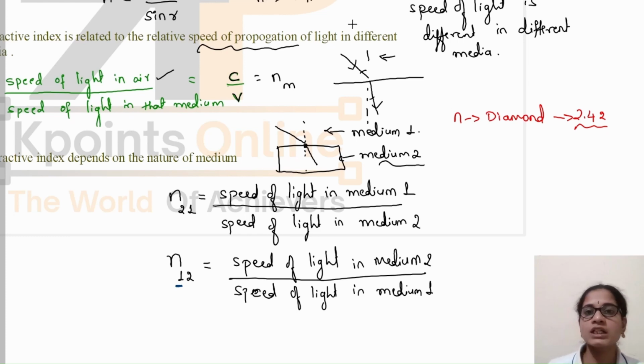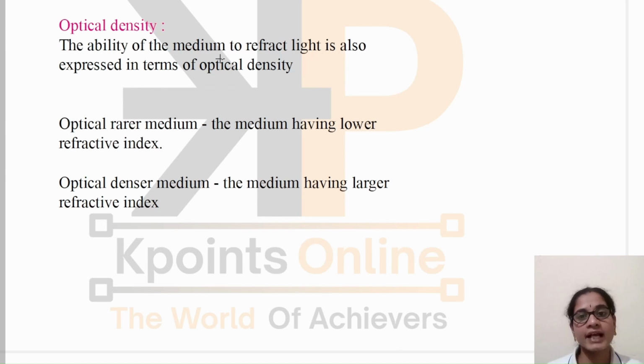So, what is refraction then? It is the bending of light when light travels from one medium to another. Why does the light bend? It is due to the change in the speed of light from one medium to another, because light has different speeds in different media. This ability of the medium to refract light is also expressed in terms of optical density. We can express to what extent the light is refracted by optical density, using terms like optical rarer medium and optical denser medium.